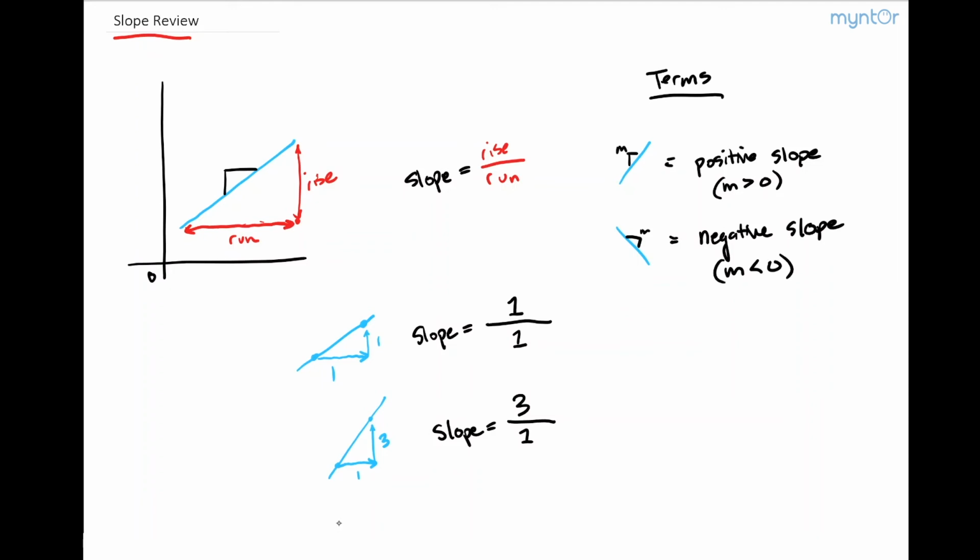Now, what if we have a straight horizontal line? Here, we would say that this has a slope of 0. So this would be a 0 slope. Or in this case, m is equal to 0. And how about what if we have a vertical line? Well, that line would have an undefined slope.